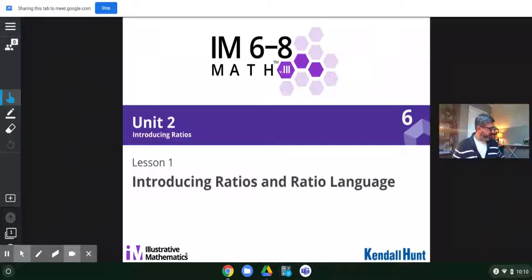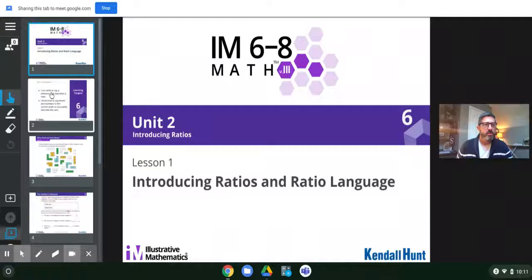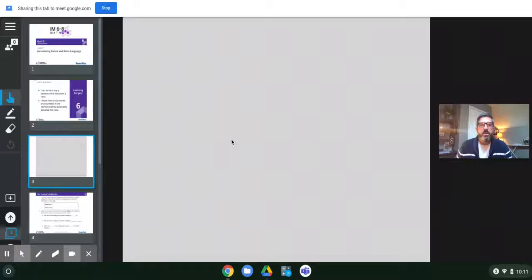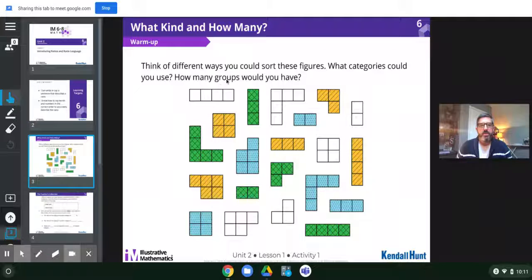So that little combo we had about squares and circles and rectangles is going to lead us into this lesson today. We're going to be talking about introducing ratios and ratio language. Our learning targets for today are: 1, I can write or say a sentence that describes a ratio. And 2, I know how to say words and numbers in the correct order to accurately describe the ratio. So let's take a second to look at this picture here. What do you notice? How do you think we can sort these figures out? What do you see that's similar with some of them? How do you think we could sort them out?